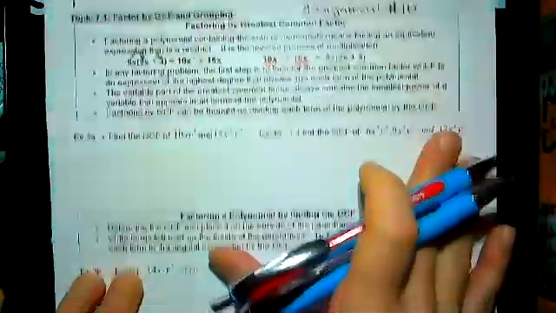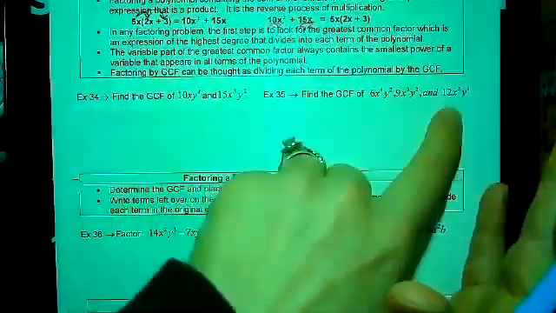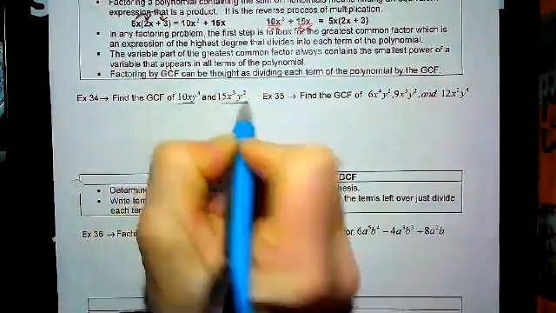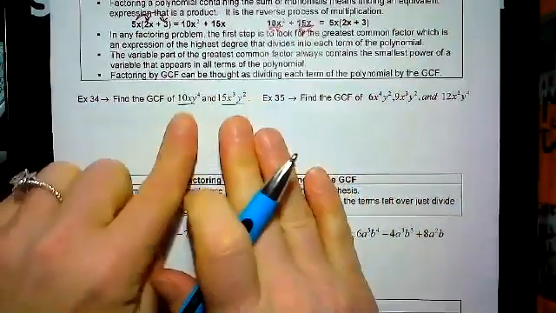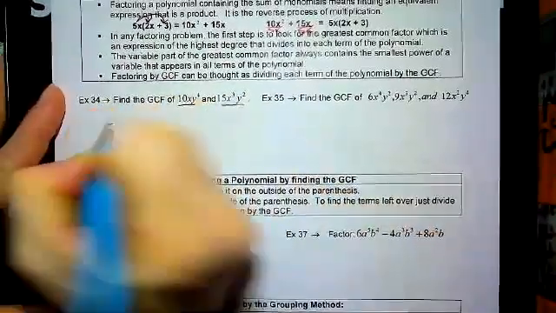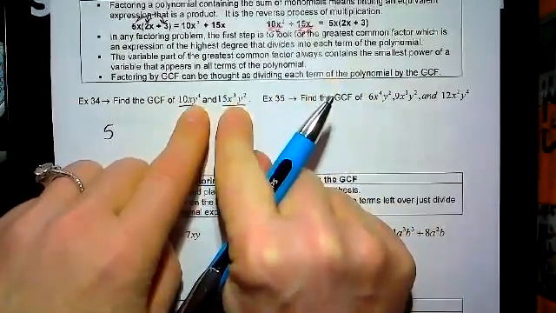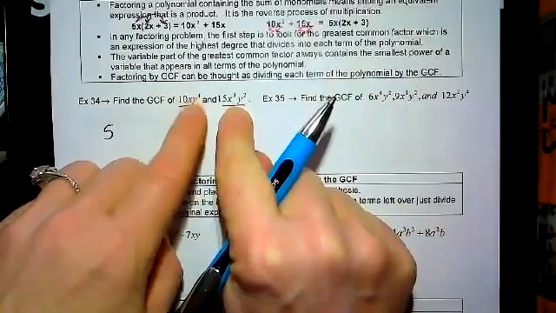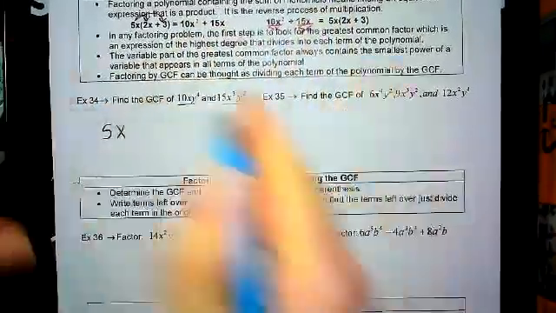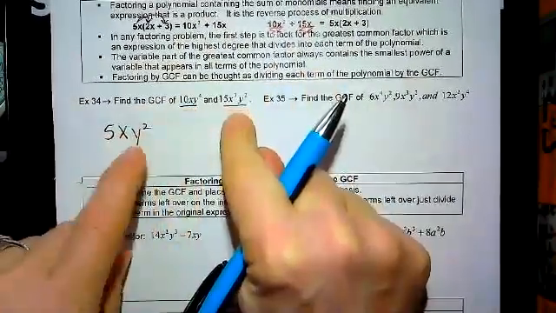Before we actually jump into doing that though, we're going to just practice finding a GCF between some terms. So let's look at example 34. Just underlining the terms to draw attention to them. 10 and 15 can both be divided by 5. They both have x's and y's, so we can take an x and a y out. The smallest x is x, so we would just pull out x, and the smallest y is y squared, so we pull it out. So we could only take out a 5xy squared.